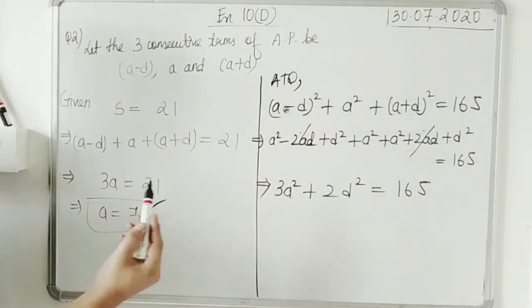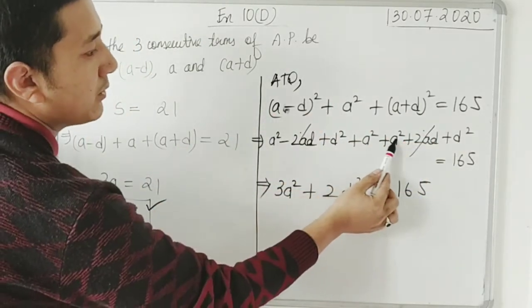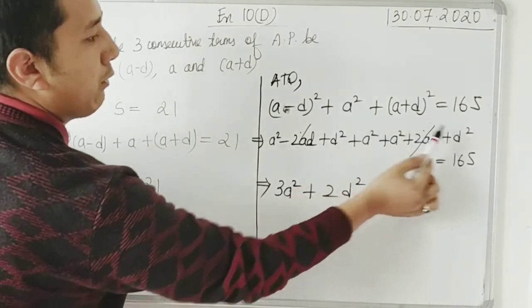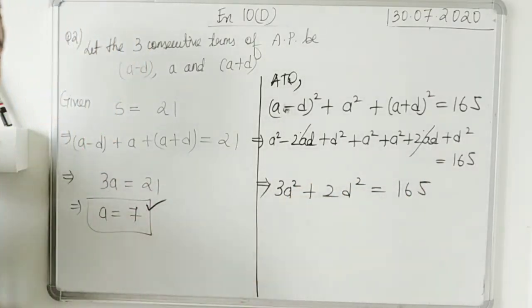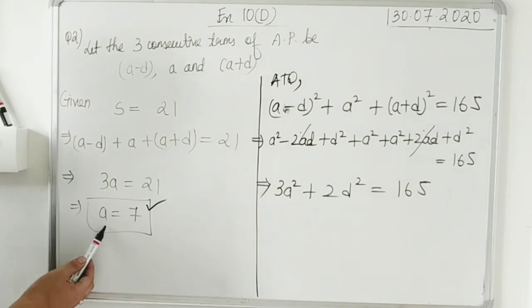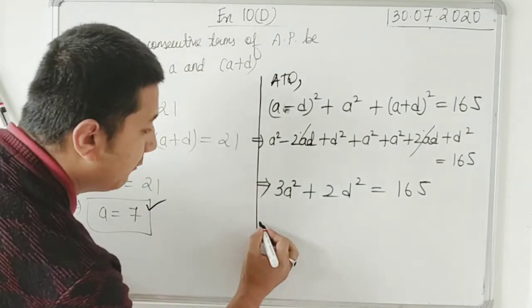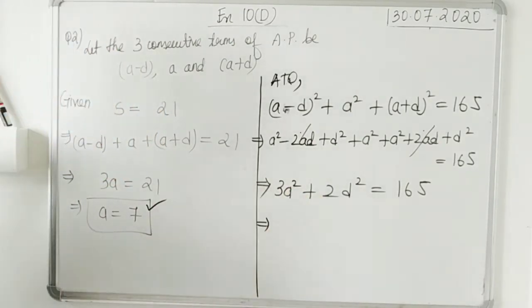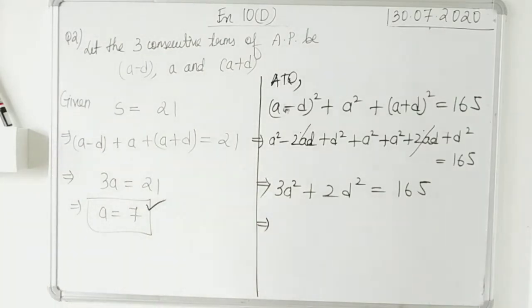Okay, so left over is a square plus a square plus a square, 3a square, plus 2d square equals 165. Now what will I do? Put the value for a, isn't it? So put the value for a and we'll find the value for d. Pause the video, note it down.